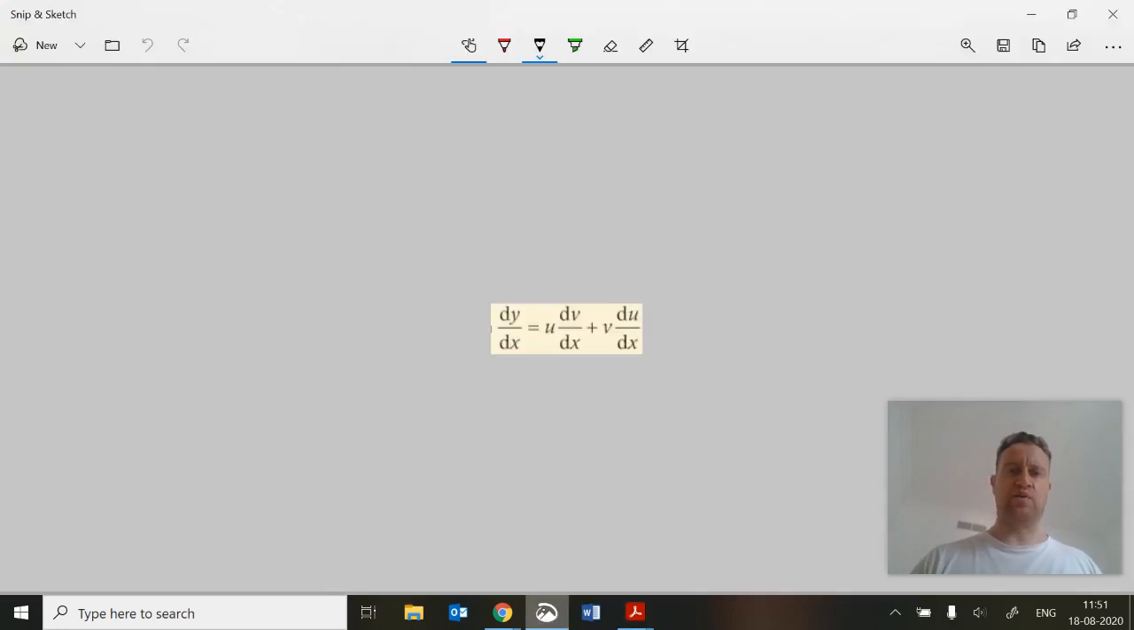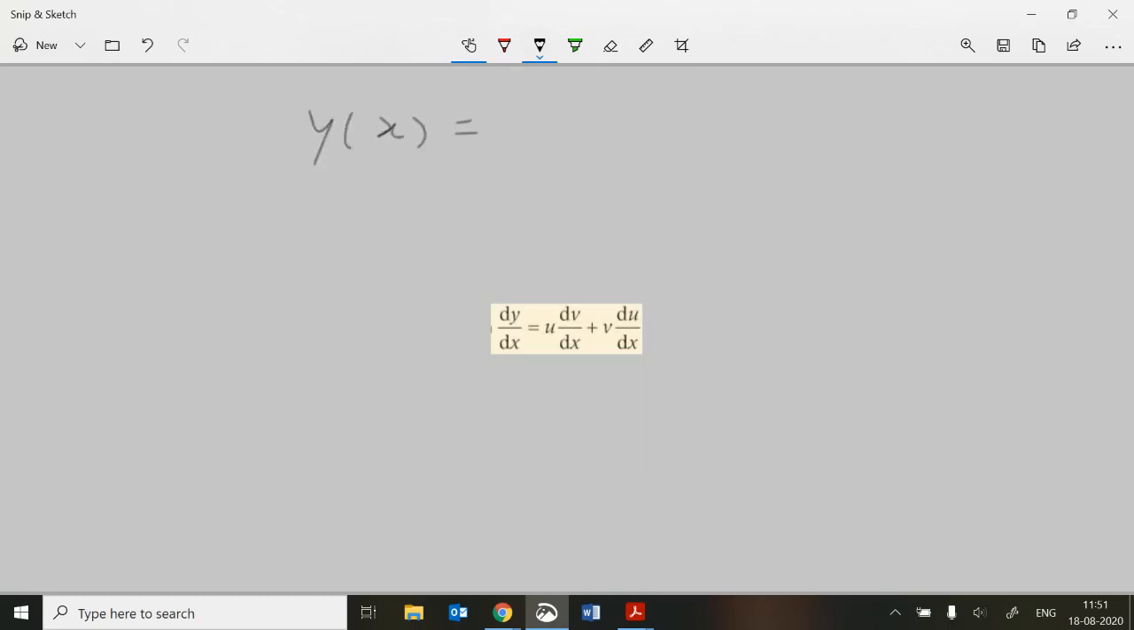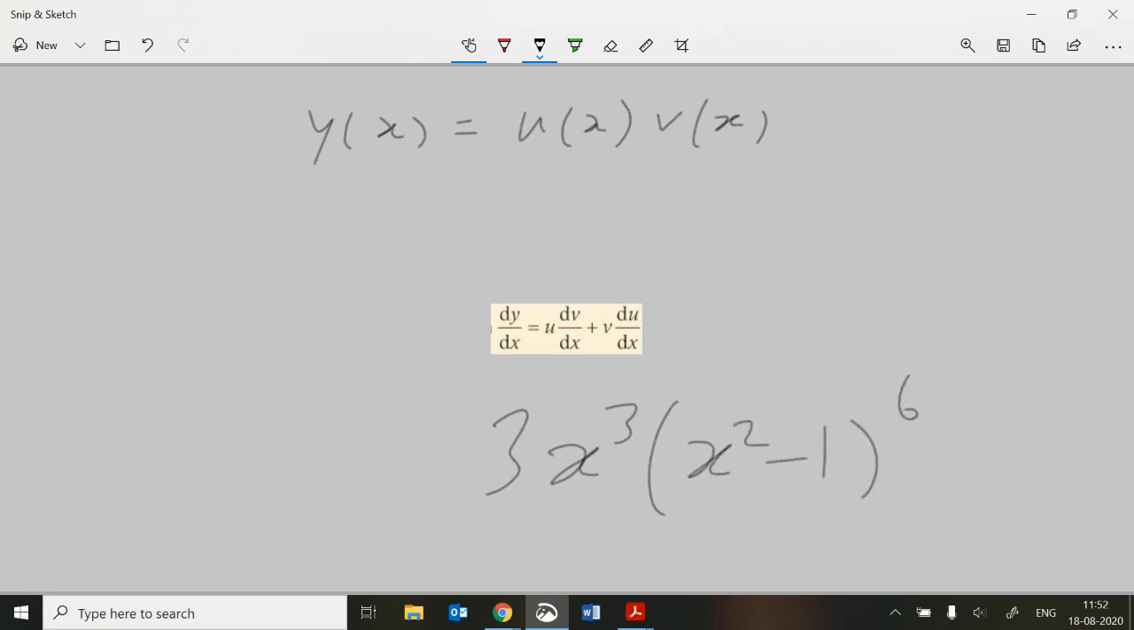Okay, so what they're talking about essentially is two functions. So we're saying that y is equal to two functions. We can call them g and f if you like, but they're not functions of functions in this case. It's y of x is equal to u of x times v of x. So we're talking about y being a product of two functions. For example, let's have 3x cubed and (x squared minus 1) to the power of 6.